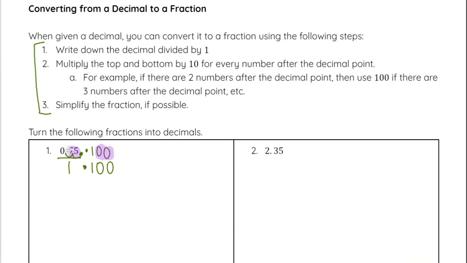So when we do 0.75 times 100, that's going to be 75. And then on the bottom is just going to be the number you multiplied by, because 1 times 100 is 100. So as a fraction, we have 75 over 100.